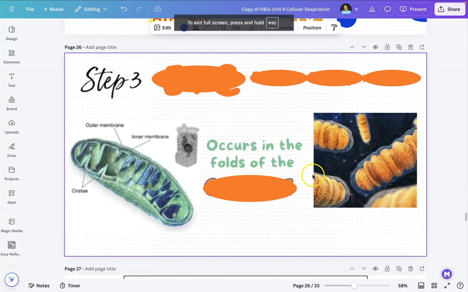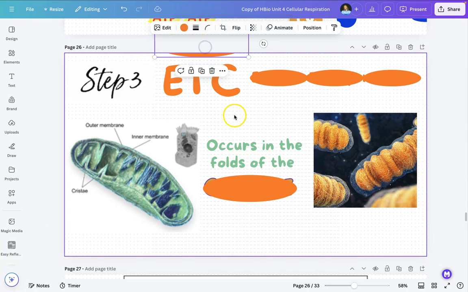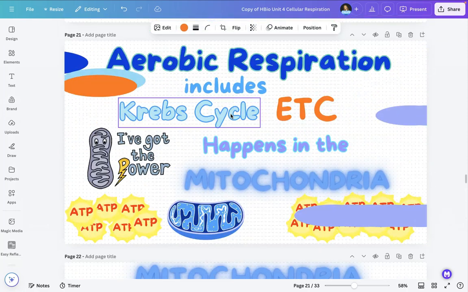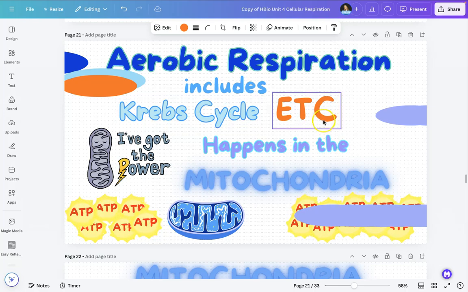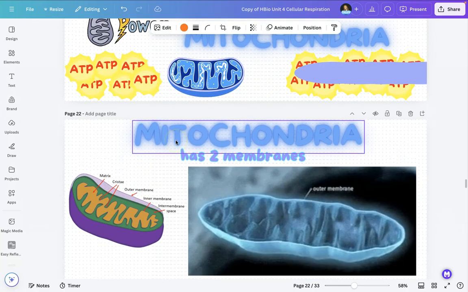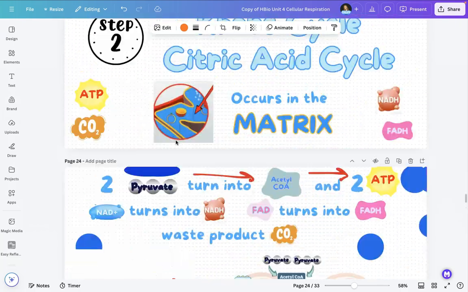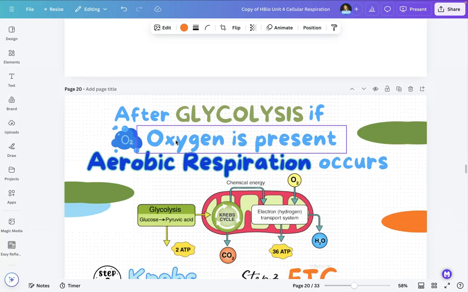So now we're on step 3, which is ETC. Don't forget that in order for Krebs and ETC to happen, oxygen must be present, floating around the cell.